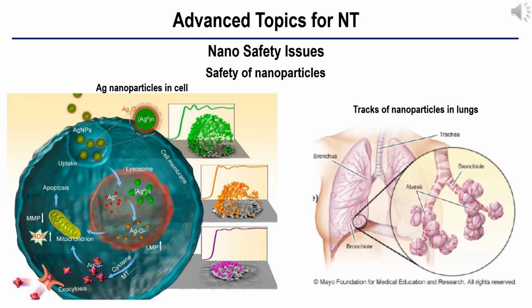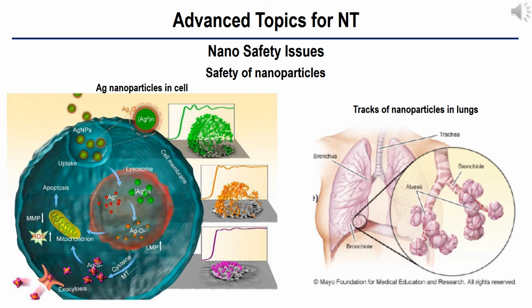Let's look at some specific case. Silver nanoparticles can easily penetrate cells and tissue. As shown in the left figure, silver nanoparticles can be dissociated into silver ions. The silver ions in the lysosome can suffer oxidation. Via cysteine, silver ion can become silver sulfide, which will affect the mitochondrion to suffer premature apoptosis.